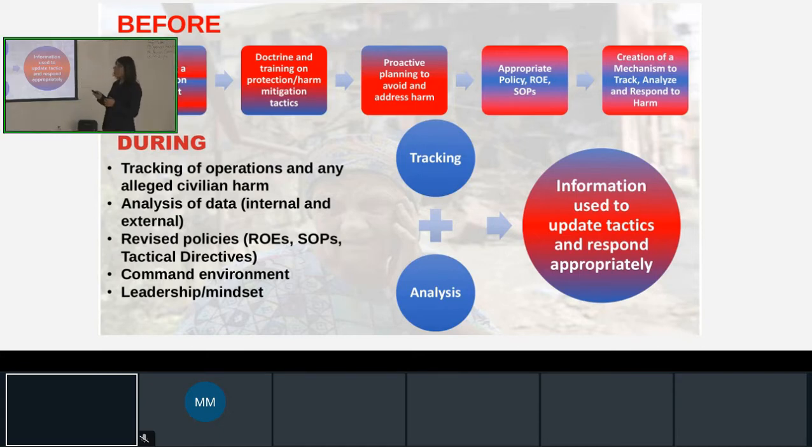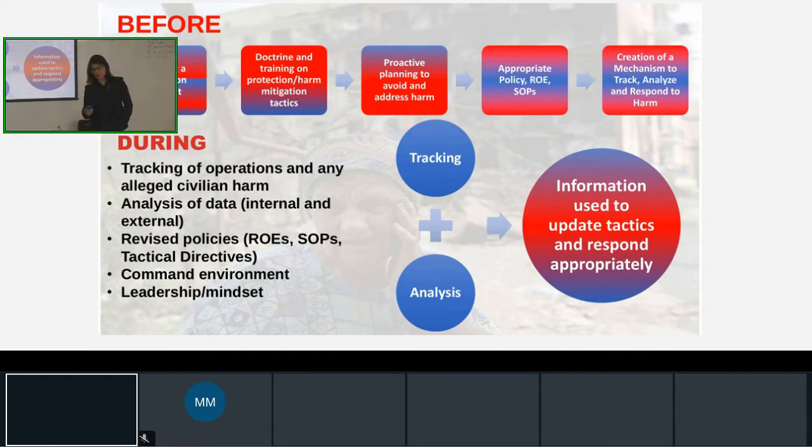And also, when harm occurs, what is the response of the government and the military to acknowledge it, even if it's not seen as a violation of the law of armed conflict but is seen as incidental harm. And again, in the preparedness phase, the appropriate policy, the rules of engagement, the SOPs, and this last thing over here, the creation of a mechanism to track, analyze, and respond to harm.